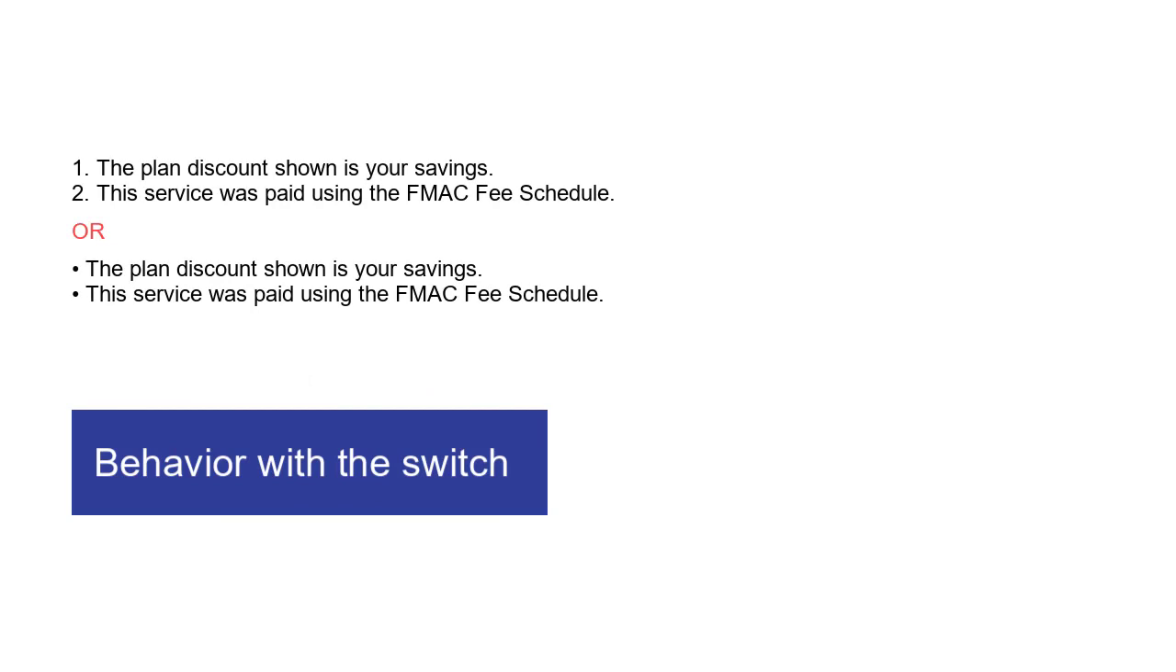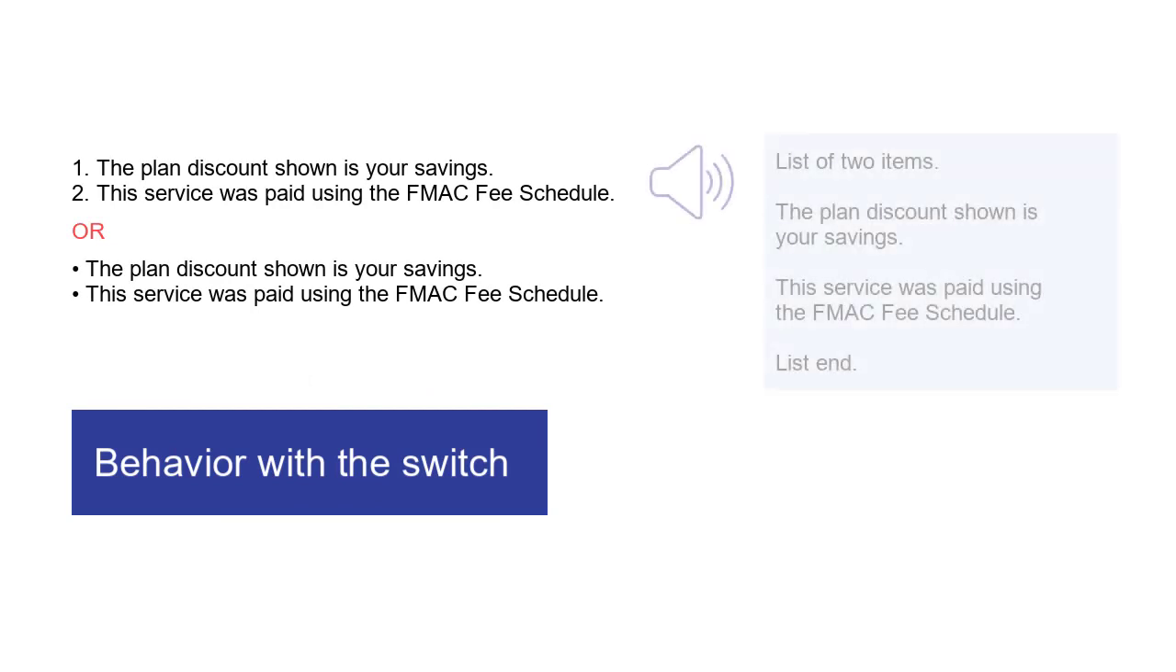With the switch, the list is read in the following way, with each label being skipped. List of two items. The plan discount shown is your savings. This service was paid using the FMAC fee schedule. List end.